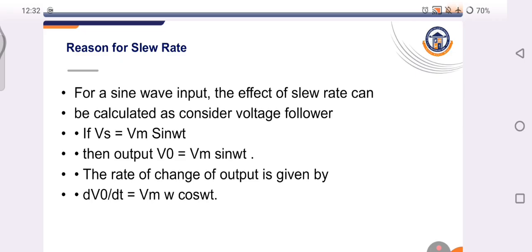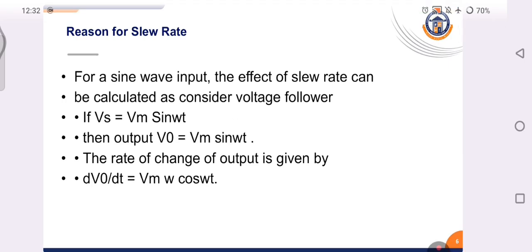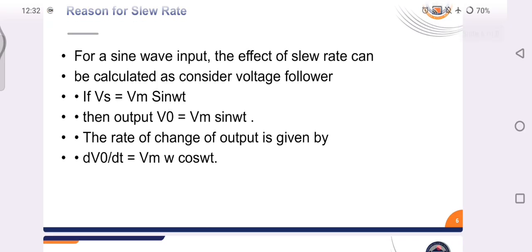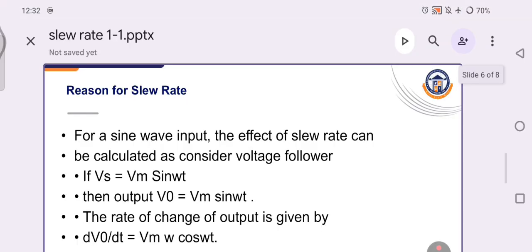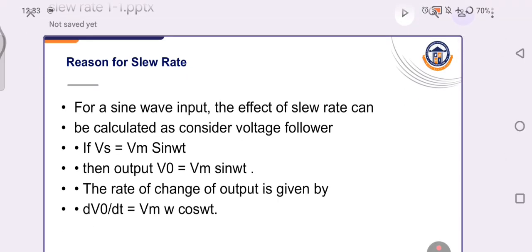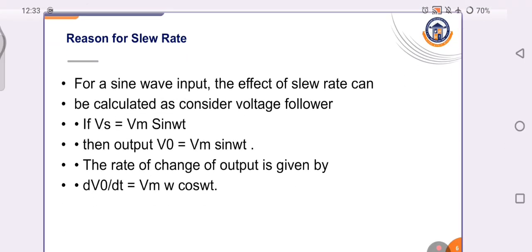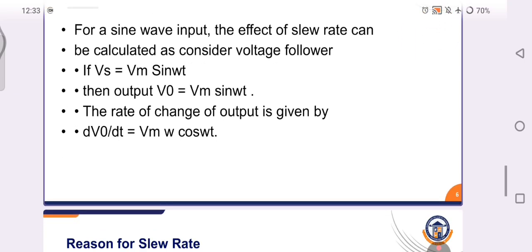Now consider a sinusoidal input voltage. The input voltage Vs = Vm sin ωt. The output voltage V0 = Vm sin ωt. The rate of change of output voltage is dV0/dt. Differentiating the output voltage with respect to time gives Vm ω cos ωt. This equation shows the output voltage changes continuously with time.